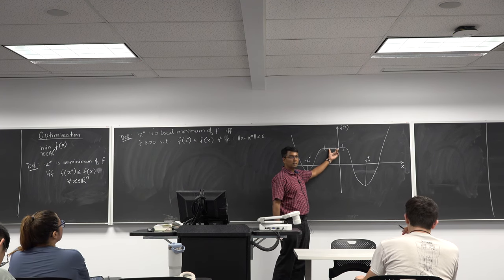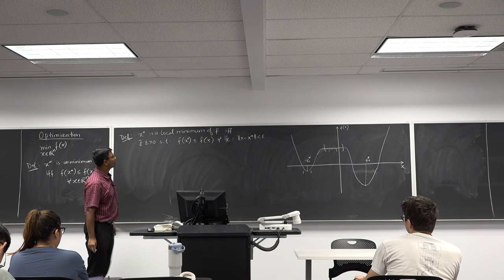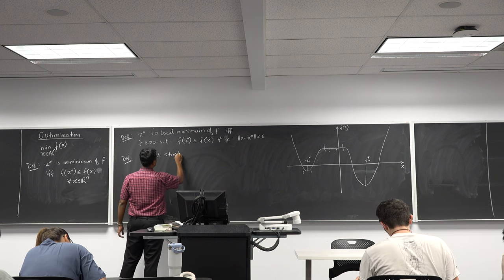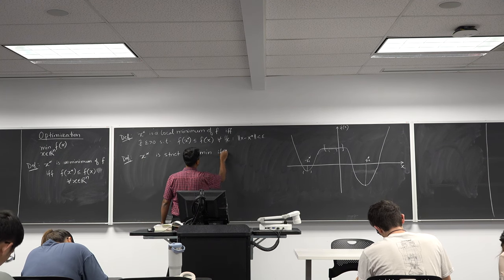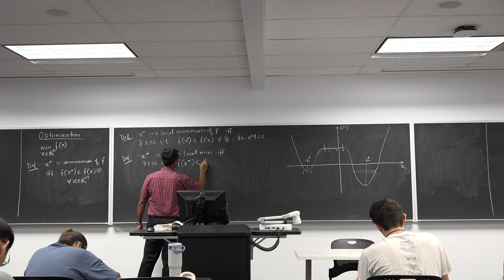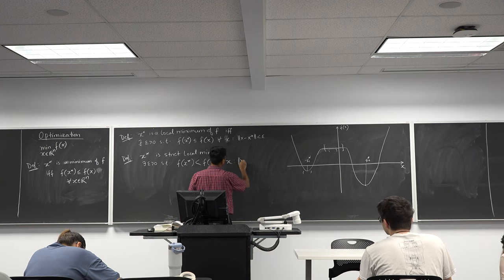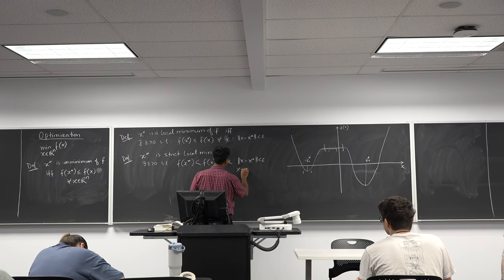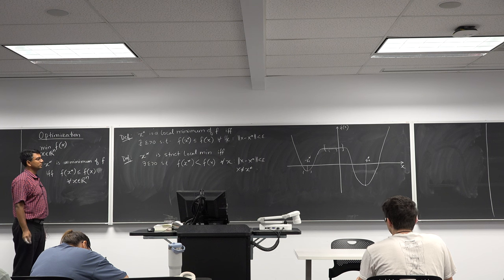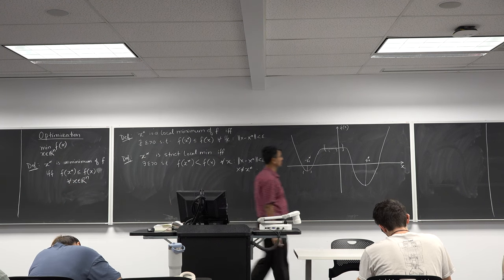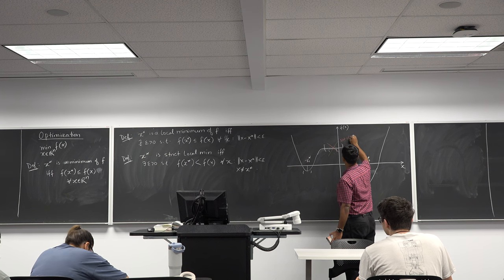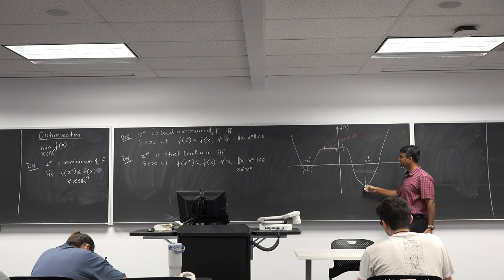I'm a bit concerned about this particular segment, which seems to be a local minimum. So I'm going to define another quantity called strict local minimum. Strict local minimum if and only if there exists epsilon greater than 0, such that f of x star is strictly less than f of x, for all x such that norm of x minus x star is less than epsilon, x is not equal to x star. Then these points are no longer strict local minimum. And we have only two strict local minimum, one is this and one is this.